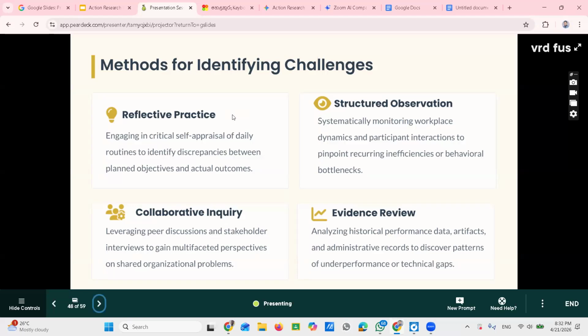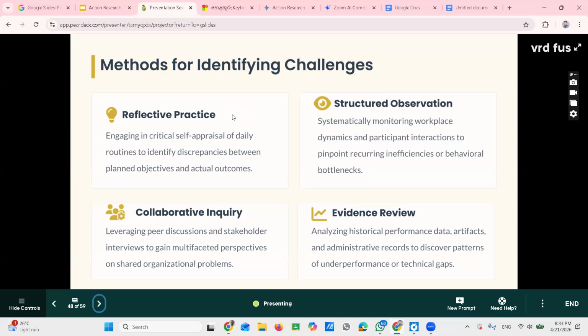For example, suppose you are maintaining a reflection note. By referring to this reflection, you identify that one student in the classroom is normally absent. That means you are referring to your register, which is maintained by the teacher. By referring to this document you identify that one student is absent at least 2 or 3 times per week. Then you can understand there is a problem with that student. That is reflective practice.